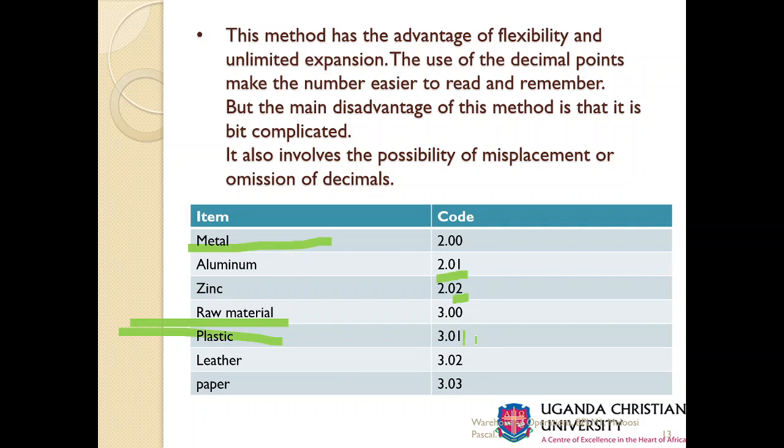And the good thing with this decimal method is that it is very flexible and very unlimited. You can expand it. Even if you have 100 types of plastic, you will have provisions for them. Even leather, paper, if it's photocopying paper, if it is printing paper, you have provisions for expanding it.